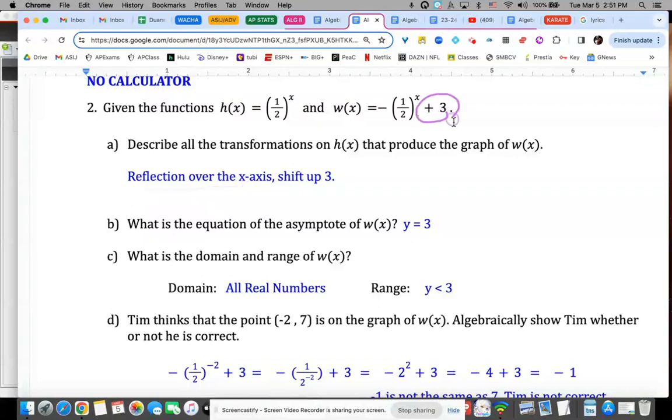And then the +3, that's just shifting up. I don't have any shifting left and right. I don't have any more reflections, but I do have this shift up. So that's a shift up of 3. Now keep in mind, when I do that, the asymptote is going to move that same amount. So you can see on the part B, it says, what's the asymptote? Well, because this moved up 3, that means the asymptote is now up at y equals 3 instead of y equals 0. All right, so we described it. We know where the asymptote is now.